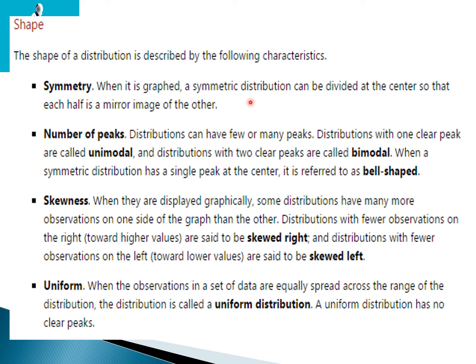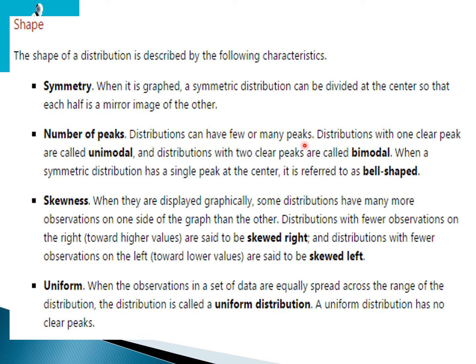Then some other characteristics of data are shape: symmetry, number of peaks, skewness, and uniform. Symmetry means when it is graphed, a symmetric distribution can be divided at the center so that each half is a mirror image of the other. Then the number of peaks. The distributions can have few or many peaks. A distribution with one clear peak is called a unimodal distribution, and a distribution with two clear peaks is known as a bimodal distribution. And when a symmetric distribution has a single peak at the center, it is termed a bell-shaped curve.